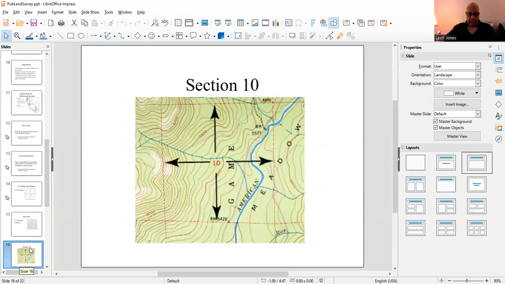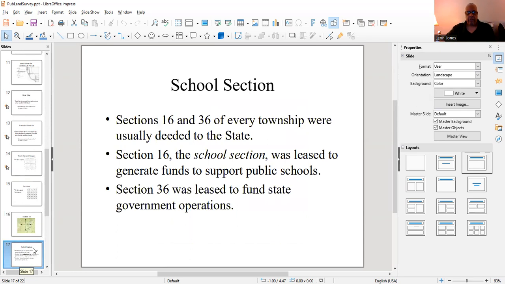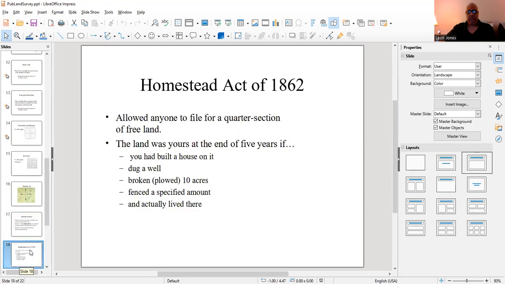Section 16, the school section. Sections 16 and 36 of every township were usually deeded to the state. Section 16, the school section, was leased to generate funds to support public schools. Section 36 was leased to fund state government operations.